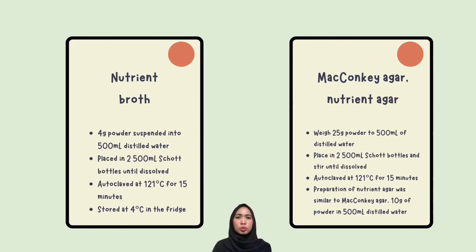The agar mixture was poured into agar plates in the laminar flow chamber and sealed with parafilm. The plates were stacked upside down in plastic bags and chilled at 4 degrees Celsius. The preparation of nutrient agar is similar to MacConkey agar, where it only differed in weighing 10 grams of powder and 500 ml of distilled water.